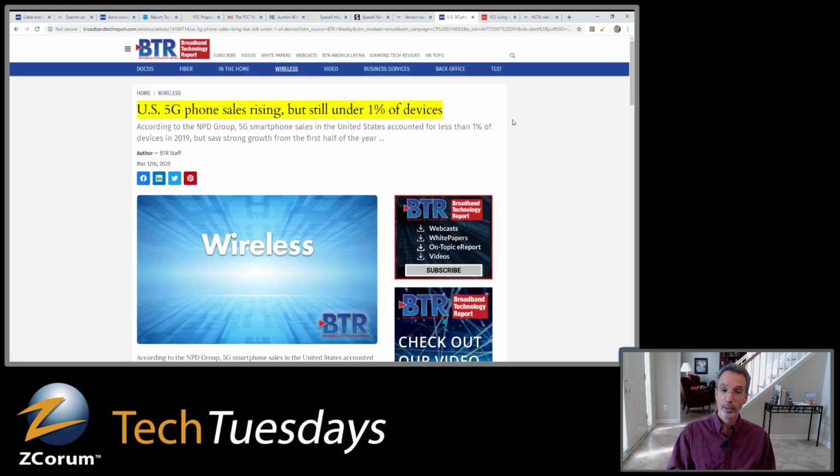Speaking of 5G, what kind of demand is there? Well, you can have really fast millimeter wave service, or you can have T-Mobile's nationwide 5G, which is really kind of like an LTE service, a little faster. But if your phone is not a 5G phone, it doesn't matter, right? So according to this, the phone sales are rising, but it's still under 1% of devices.